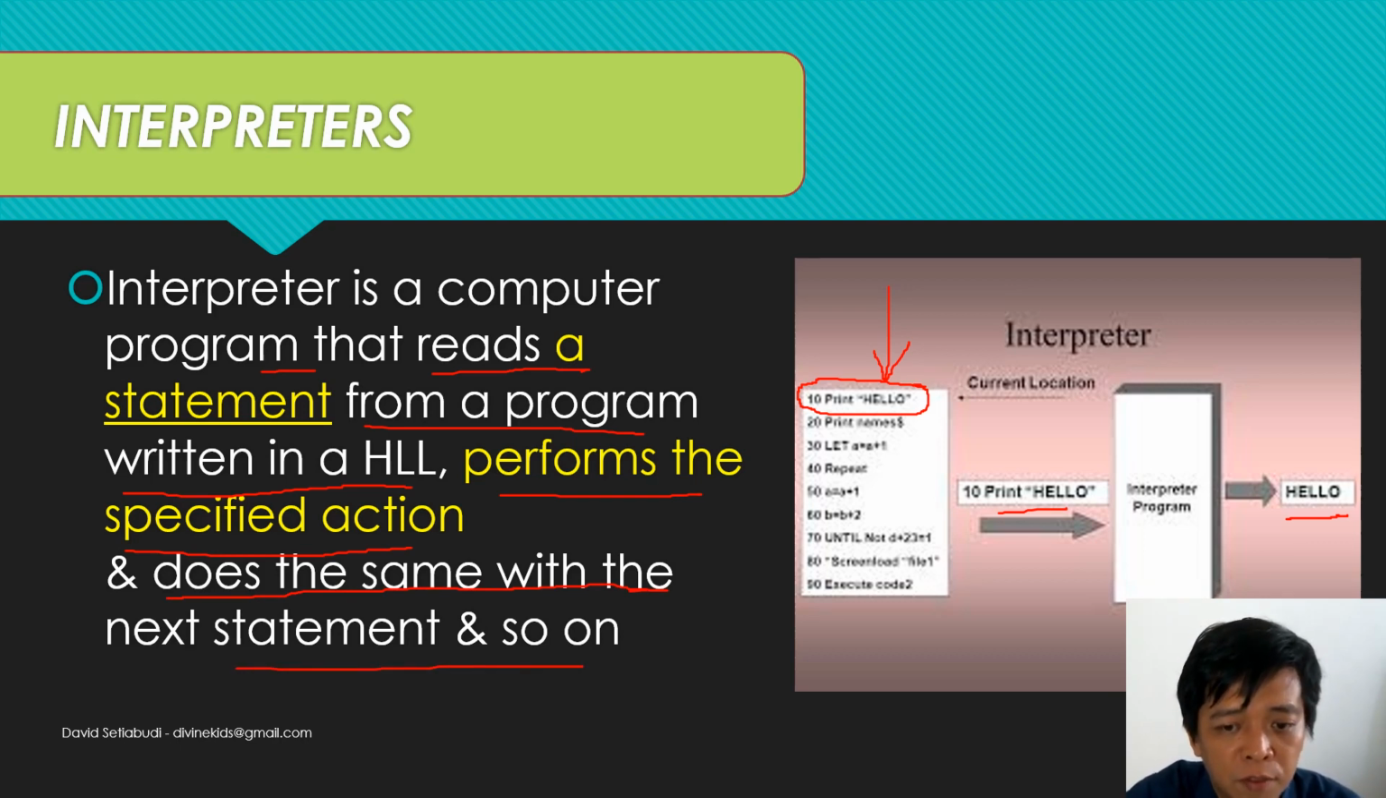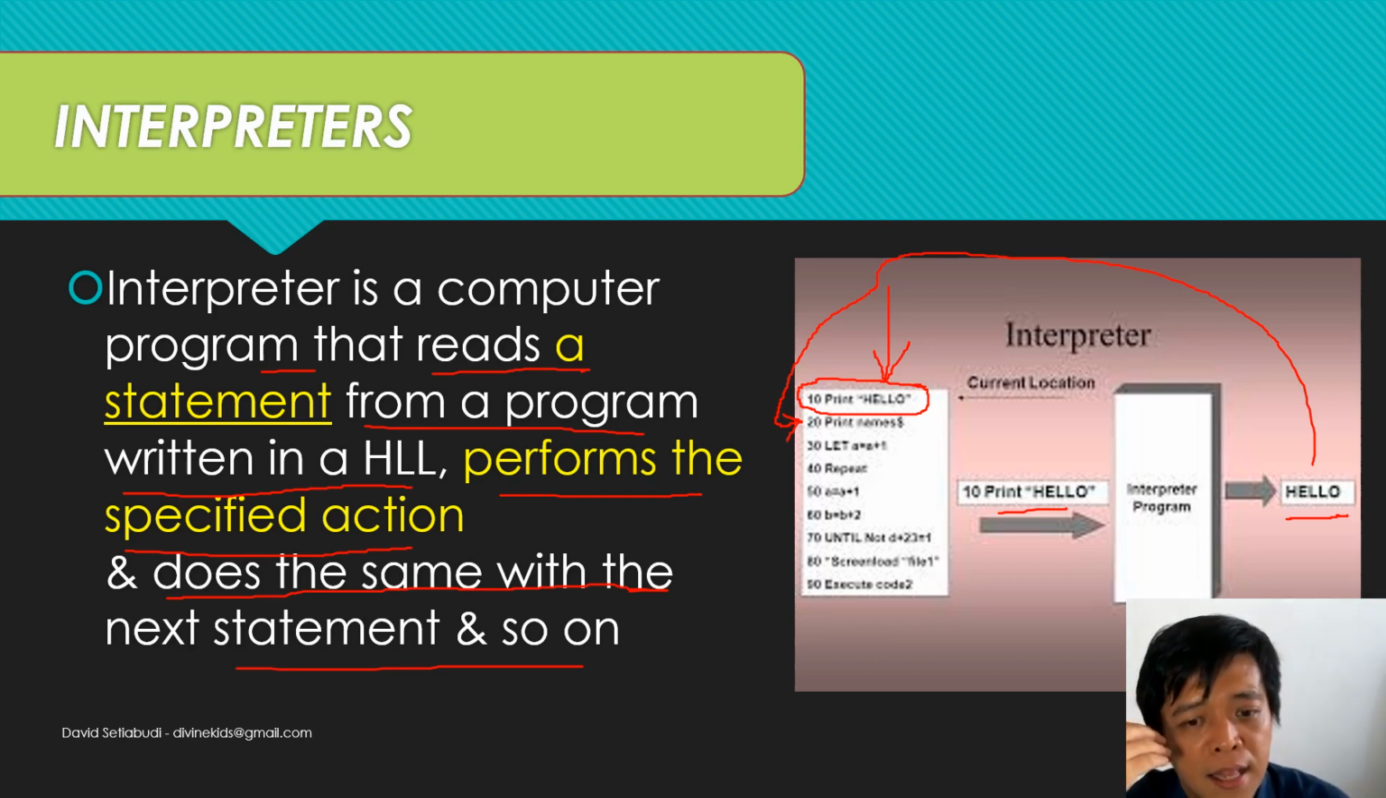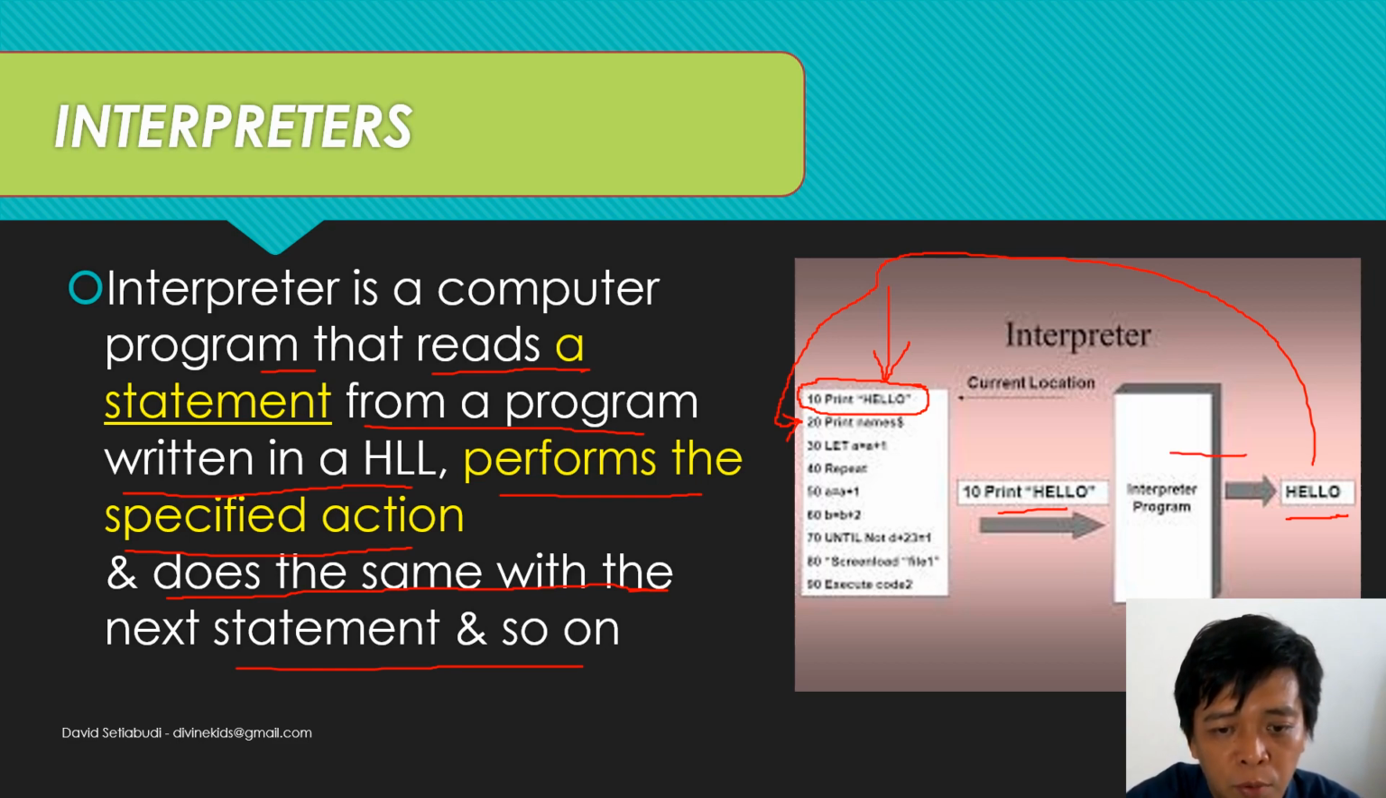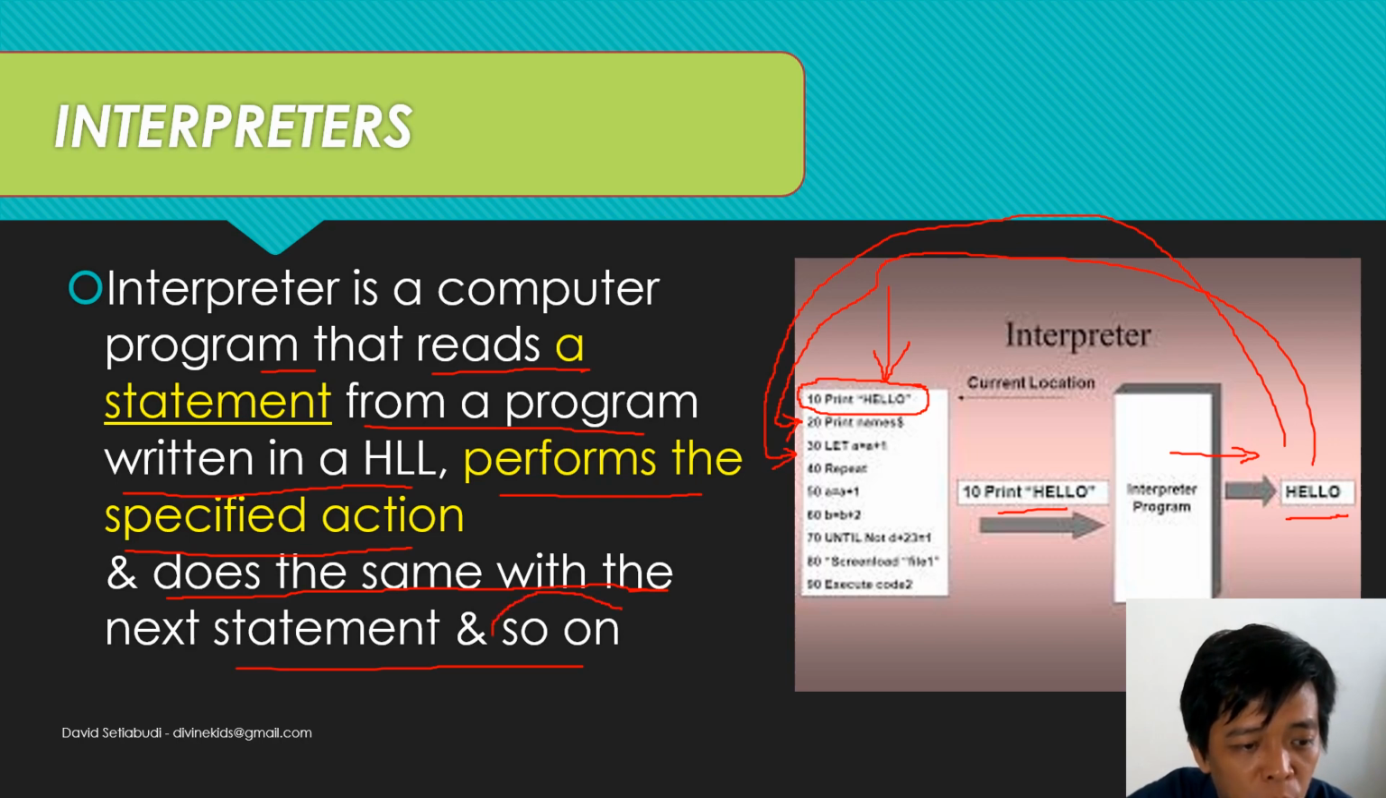It means after you do hello, it goes back here and goes to the next statement, which is print name string. So let's say the input of the name is Mr. A, and then it will say here after the interpreter program, hello Mr. A or something, and then it goes to the next statement and so on. It will go sentence by sentence, I mean statement by statement. I hope you understand about the interpreter, and we'll go to the next one.